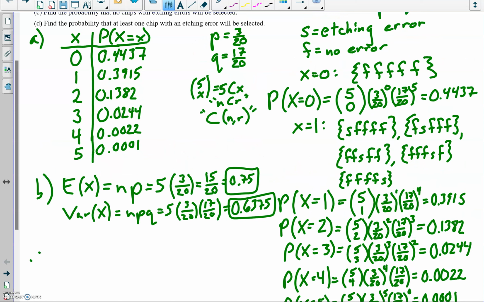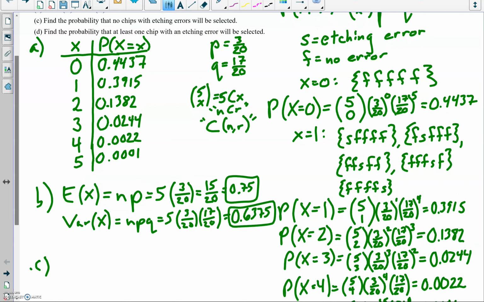All right, so then in part C, we start getting down into ones that actually want you to find the probability. So probability that no chips with etching errors will be selected. Well, we already got that in our little table here. This is the great thing about doing the table first. So probability that x equals 0, the random variable equals 0. It's going to be just 0.4437. So all that work we did earlier is paying off. And that would be the answer.